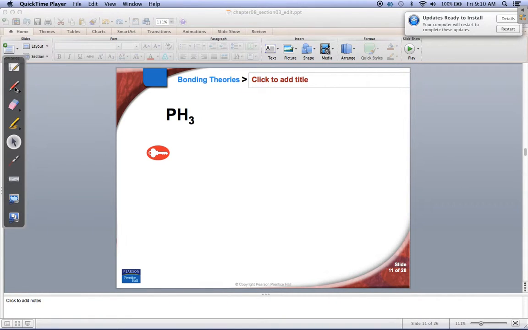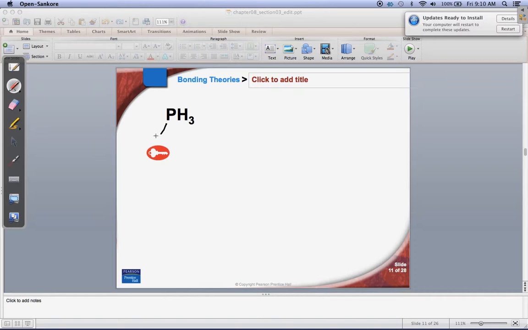Okay, we are going to now practice drawing Lewis structures and then being able to tell the molecular geometry of the shape once we have the correct Lewis structure. Okay, so our first example is going to be PH3. So what you do first is you get the correct Lewis structure.